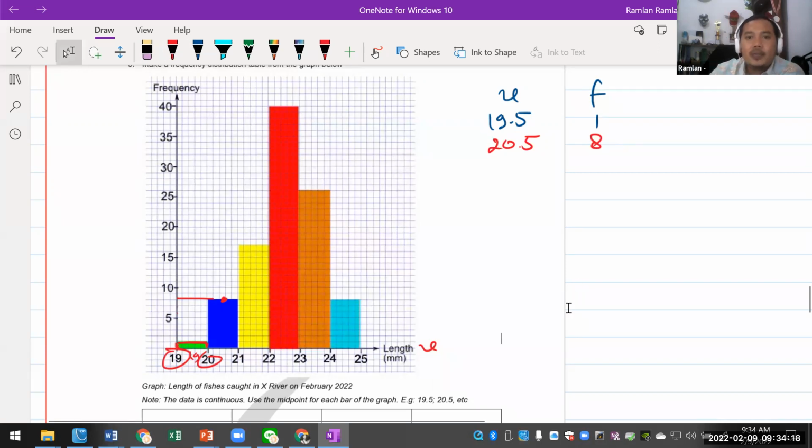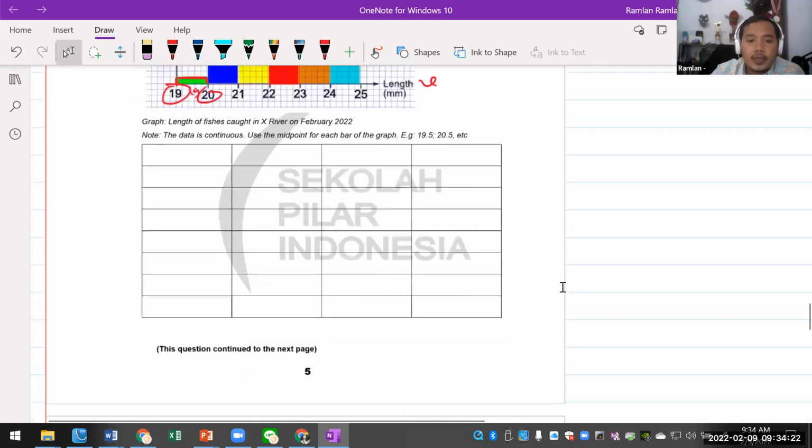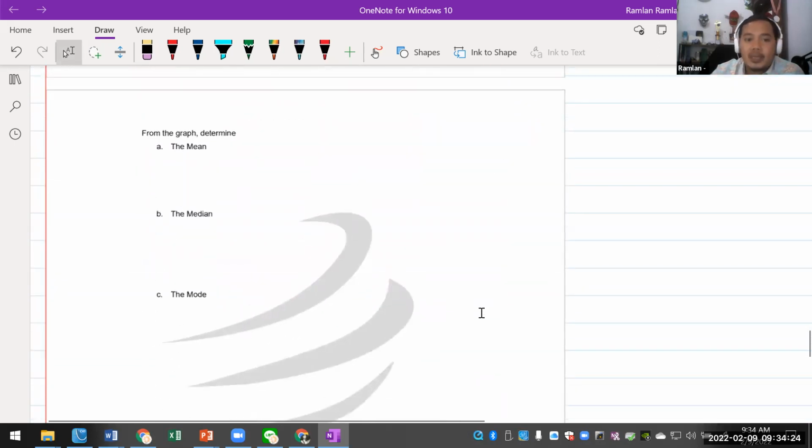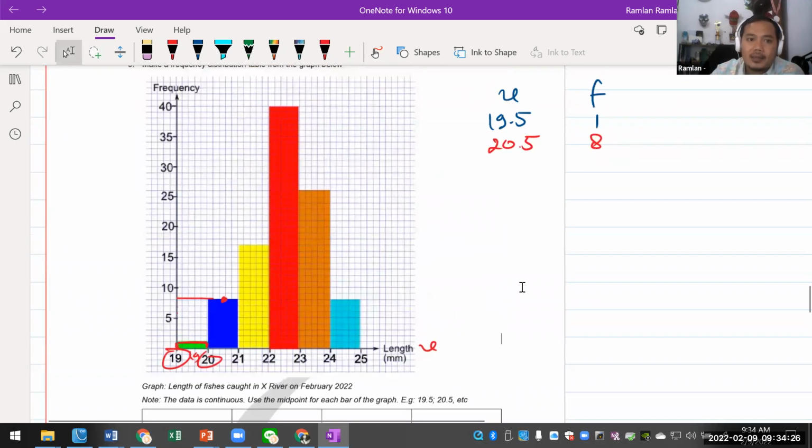So basically, you're going to do this, make the table, and then you're gonna fill it, and then you're gonna find the mean, the median, and more. You do the same exact thing like the previous one. Okay, I think that is all that I can give you for the explanation for the task.